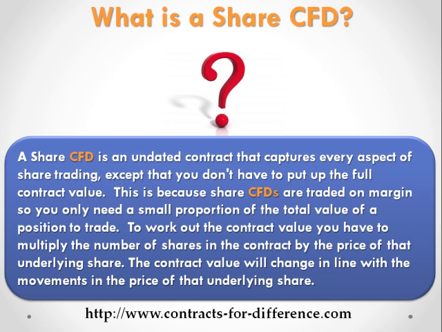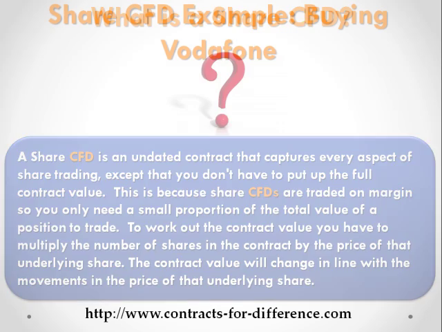Now, to work out the contract value, you have to multiply the number of shares in the contract by the price of that underlying share. The contract value will change in line with the movements in the price of that underlying share.